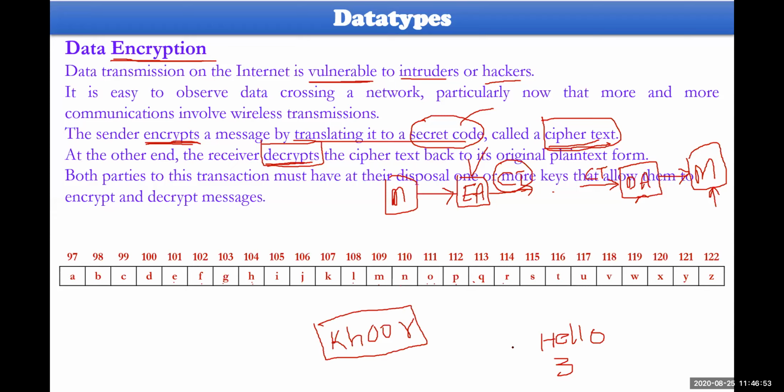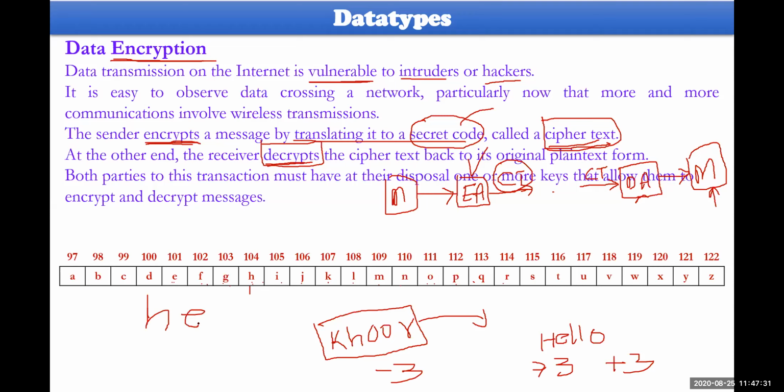After your friend receives this KHOOR, what exactly is he trying to perform? Here we have taken the key as 3, which is positive 3 that we operated in the encryption algorithm. In decryption, it is operated with 3 only, but negative. So K minus 3: K is here, 0, 1, 2, 3, so we got H. Next, H minus 3: H is here, 0, 1, 2, 3.